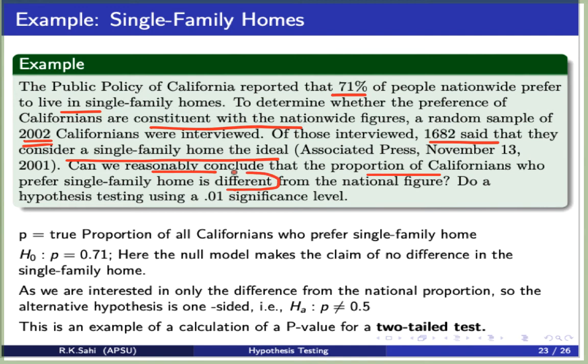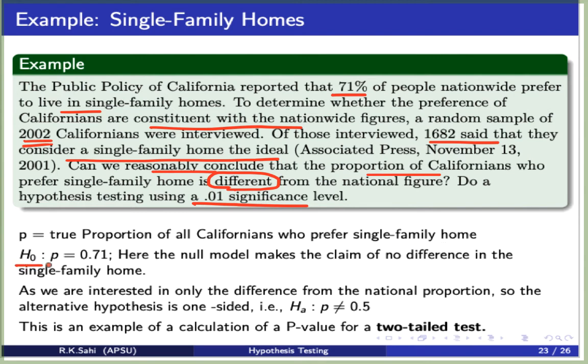You know, the word different means we're going to have an alternative hypothesis of a not equal to sign from the national figure. Different means either it can go up or down. That's the meaning of that. So we're going to do a hypothesis testing using a 0.01 significance level. So here, P is the true proportion of all Californians who prefer single-family home.